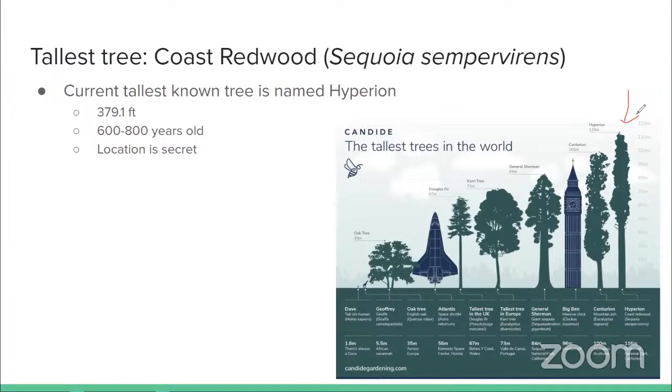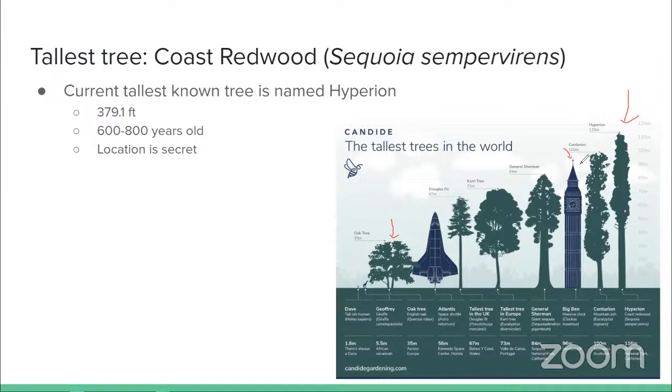379 feet tall, at least the last I looked it up. Plants grow, so maybe it's taller than that now. And we can see it compared to some other plants here. So a typical oak tree like this, about 35 meters tall. Here we have Big Ben, right?